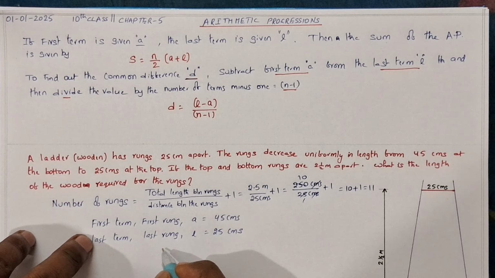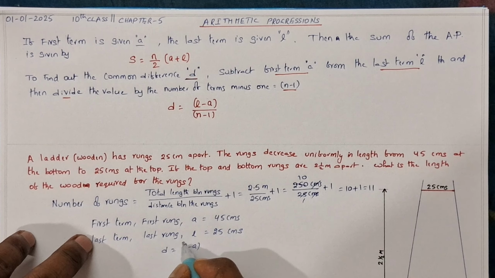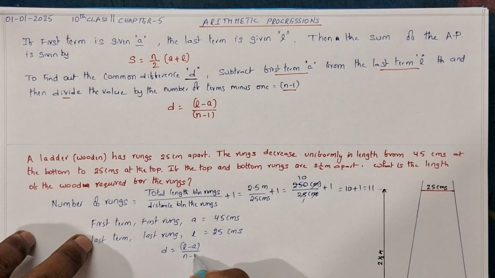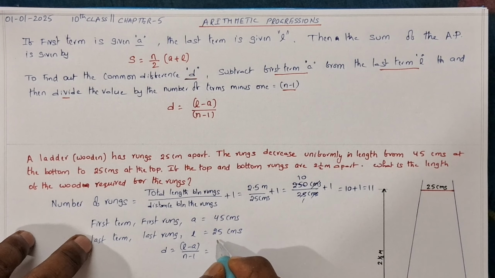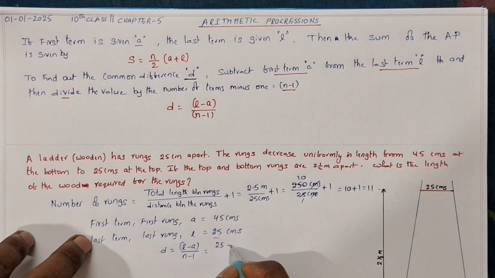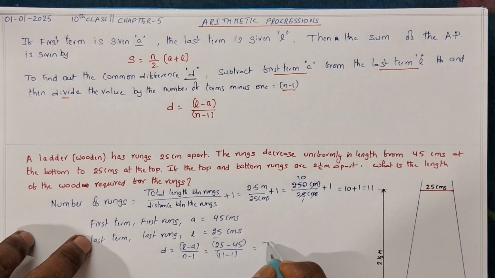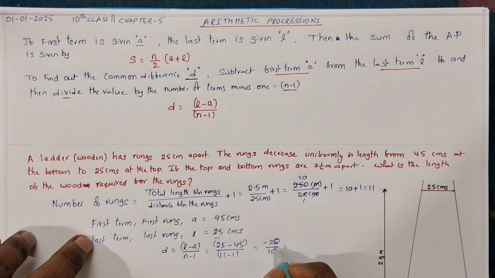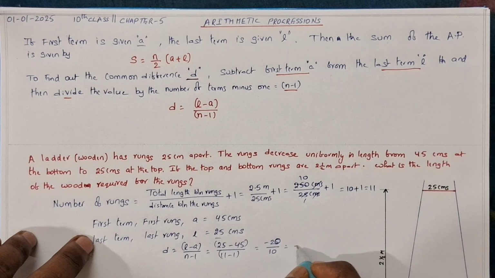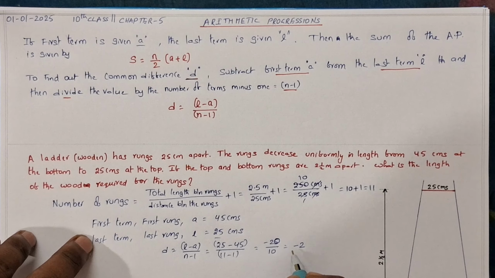Then by using the above formula, common difference D is equal to (L minus A) divided by (N minus 1). That is equal to 25 minus 45 divided by N is equal to 11 minus 1. That is equal to minus 20 divided by 10, since 25 minus 45 is minus 20. That is equal to minus 2. Here the common difference is minus 2.